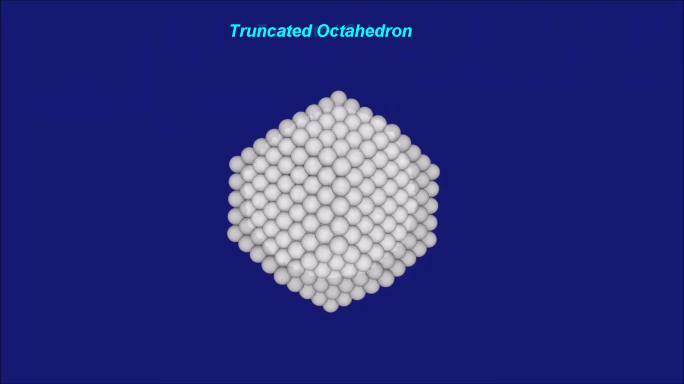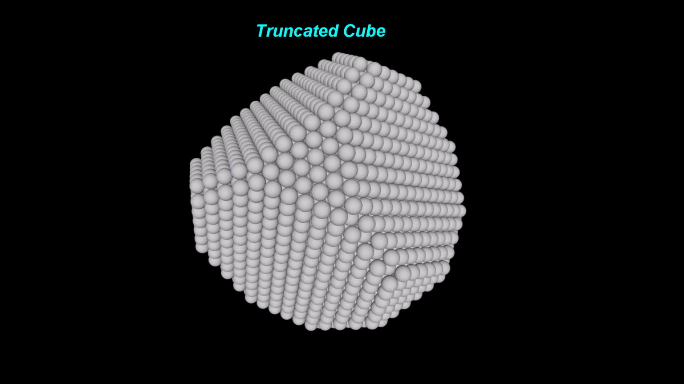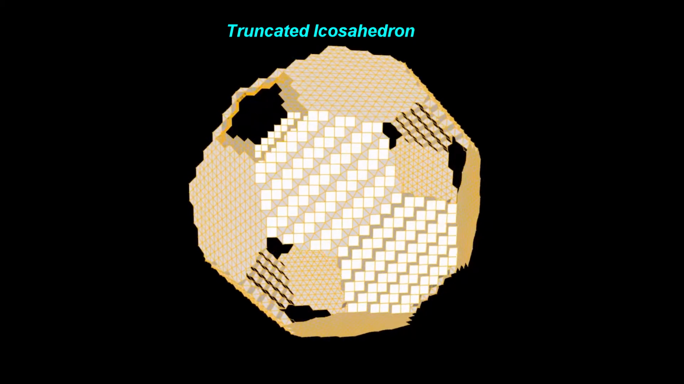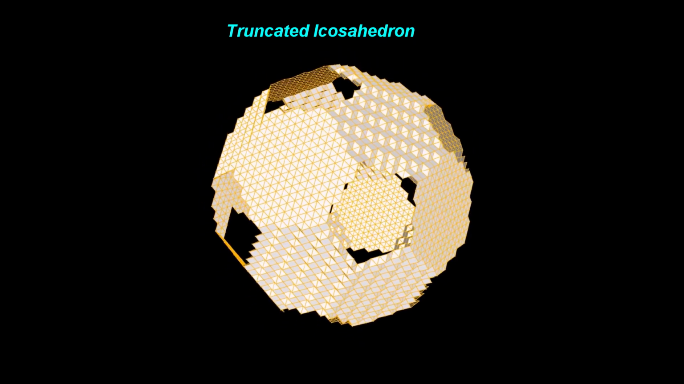We have already shown in the previous videos that all the Platonic solids and some of the Archimedes' solids are patterns in CPS. This is also true for the remaining Archimedes' solids.